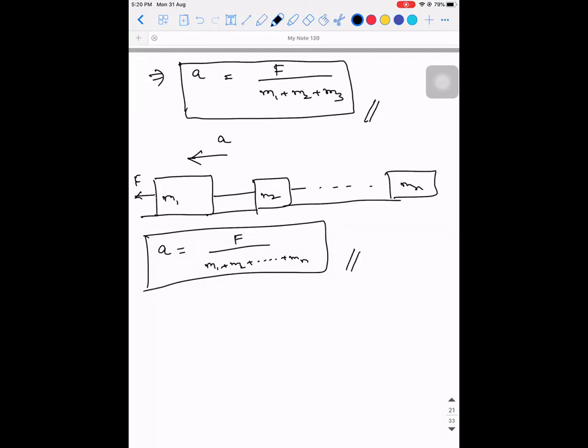So this is how it will work. But don't use it like a formula. There's a concept.